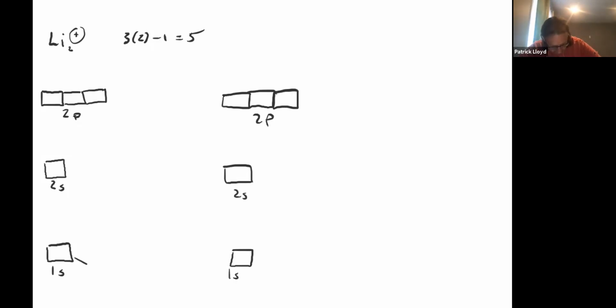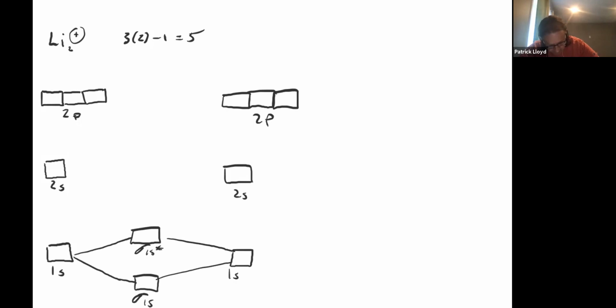And then what happens? These mix to give you sigma 1s and then sigma 1s star. And then these mix to give you sigma 2s and then sigma 2s star.